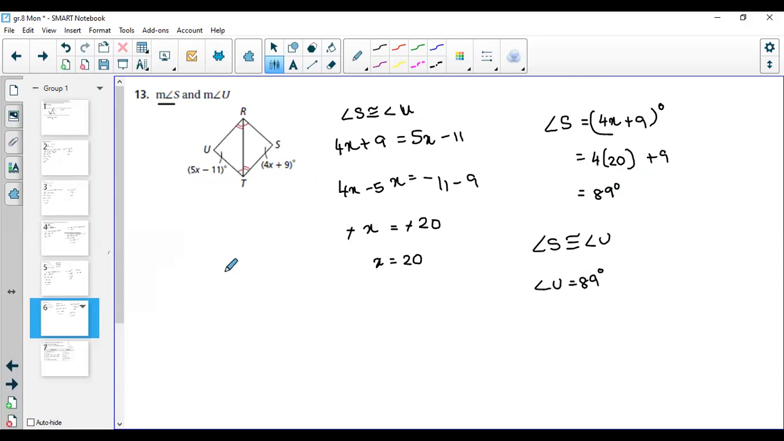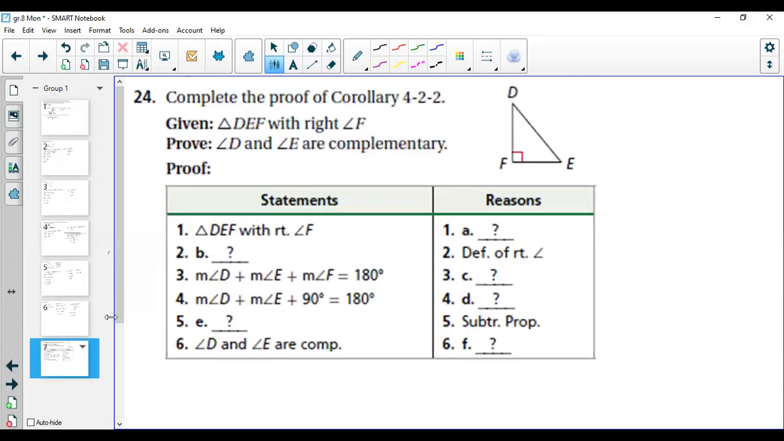Now, before that, there is one more question. This is the kind of question you'll be getting in the coming lessons. They will not, of course, be giving you the table, but I want you to get used to it. That's why I'm showing you this. You have to write the statement and the reason. Okay, now what are they saying? Complete the proof of corollary 4.2.2.